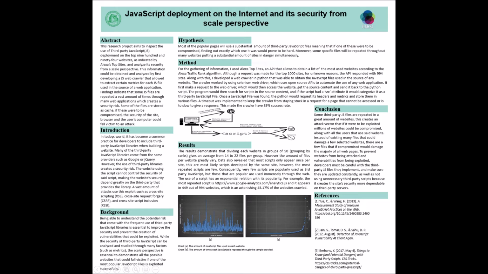Now for the method. In order to gather the top 1000 sites, I used Alexa Top Sites, an API that allows one to obtain a list of the most used websites according to the Alexa traffic rank algorithm. However, the API only responded with 994. Concurrently, I developed a web crawler in Python that was able to obtain the JavaScript files used in each site.